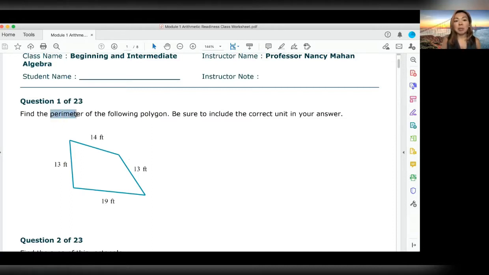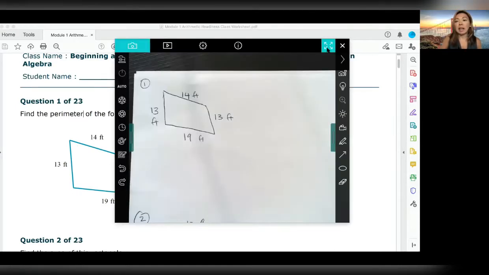So when it says find the perimeter, that's the key word, and the perimeter means to add up all the sides of the shape. So what you're going to have to do in this problem is simply just add up these sides. It says be sure to include the correct unit in your answer. So we got to be careful of that when we are answering our question.